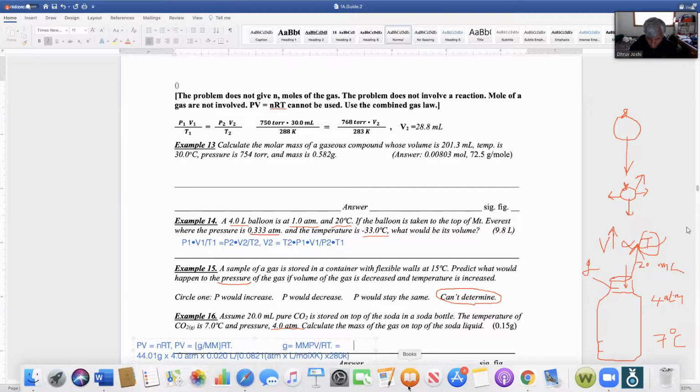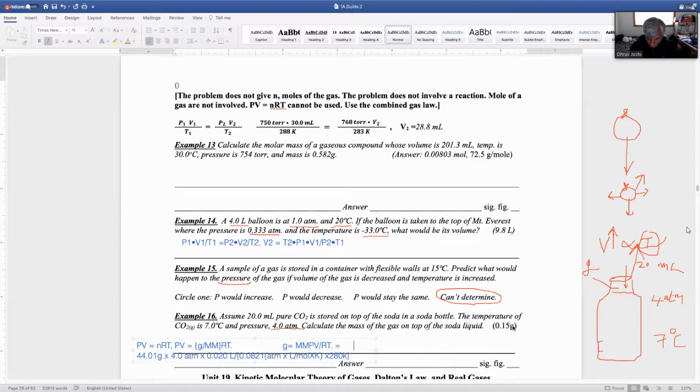Okay. I got the answer and it's 0.15 grams. I only want 2 sig figs. If you're doing fine with your calculator, then it should be 0.15 grams.